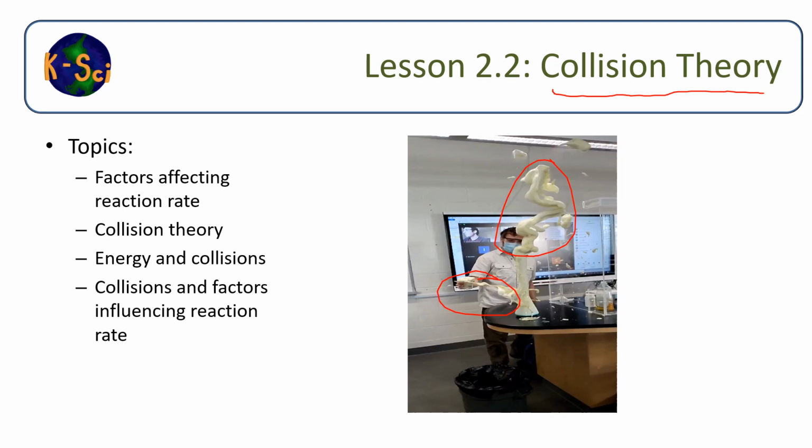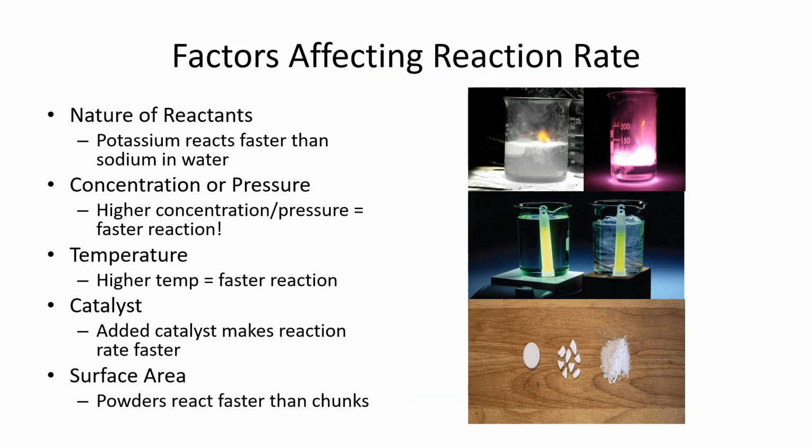Okay, so let's start. What are some of the things that affect how fast a reaction will go? Here we have a list with a few examples. First off is what type of reactants you have. Even when the reactions are very similar, the differences between the substances can cause reactions to proceed at different rates.